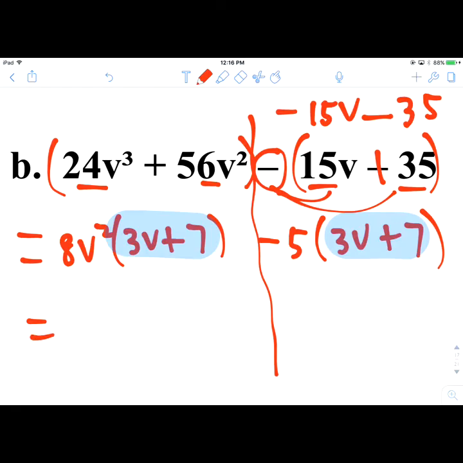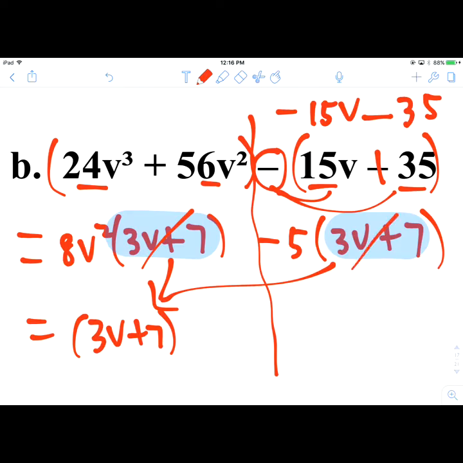And so therefore, we're going to factor it out using the GCF. So it's 3v plus 7, the common factor, and what is left is 8v squared minus 5. And once again, double checking the terms inside, we don't have anything else that we can do to factor. So that is the final factorization. Hopefully you got the problem right.